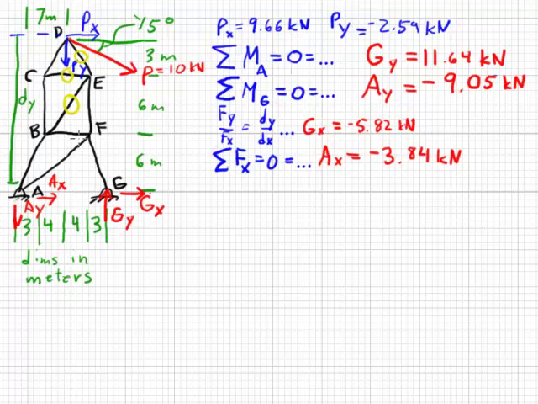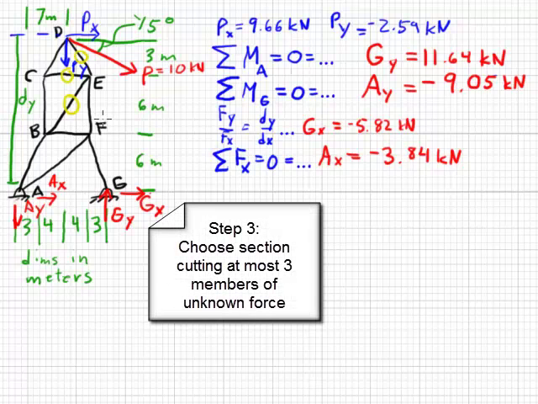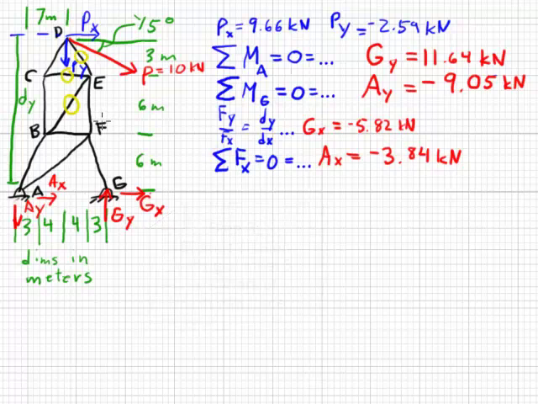Next, we'll choose a section of this truss, cutting at most three members of unknown force. There are many different ways to approach this aspect of the problem, and it is a simple task, but sometimes confusing to the student. So let's take it very carefully. What we want to do is cut apart, separate one section of the truss from the rest of the truss completely. So we'll have to have our line start on the outside and end on the outside. If you'll notice, this section cuts CB, BE, and EF. So we'll have the top part free and the bottom part free.